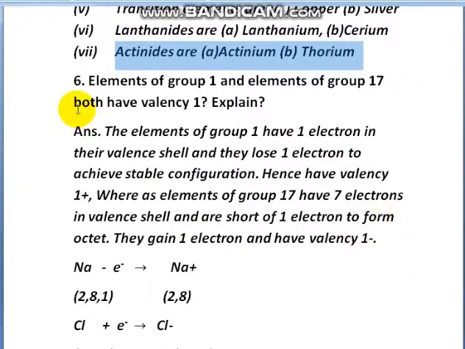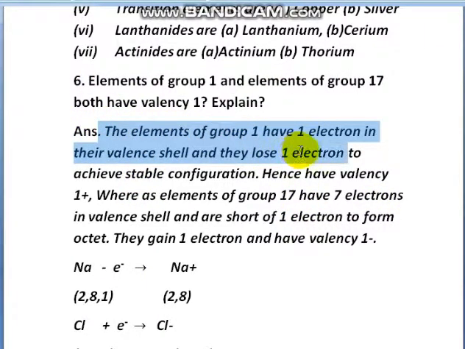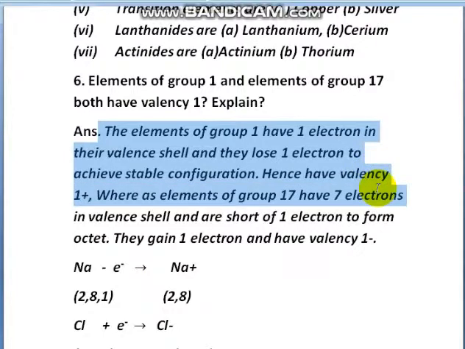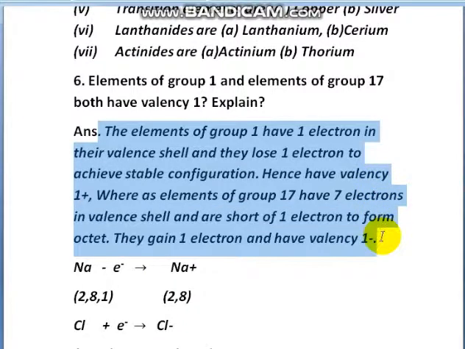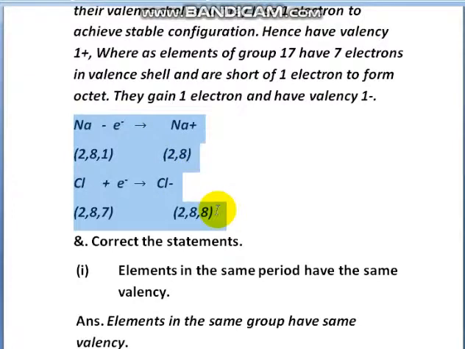Question number 6, elements of group 1 and elements of group 17 both have valency 1, explain. The elements of group 1 have 1 electron in their valence shell and they lose 1 electron to achieve a stable configuration, hence they have valency 1 plus, whereas elements of group 17 have 7 electrons in the valence shell and are short of 1 electron to form an octet. They gain 1 electron and they have valency 1 minus. Here I have also given the electronic configuration.